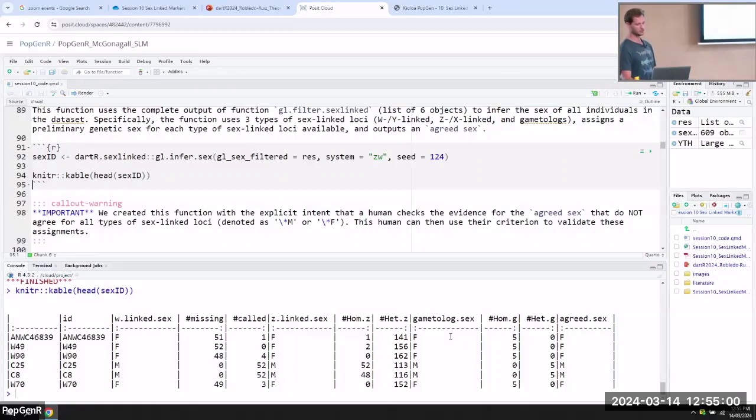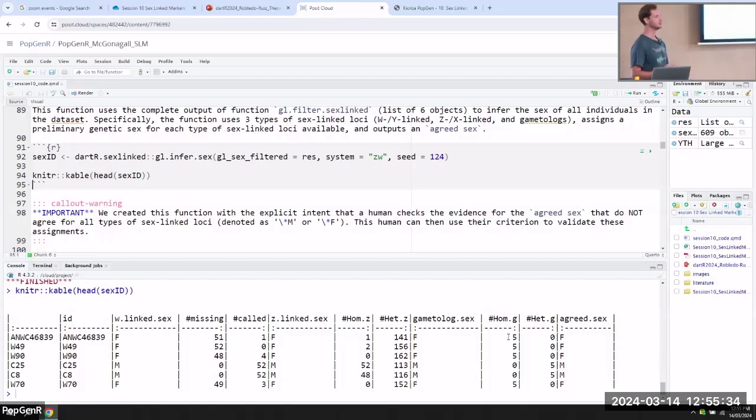And then you're looking at your gametologs, so the ones that are fixed. Same thing, we're looking at heterozygosity, so for females, you expect these to be fixed, to be homozygous. So 5 out of 5 were homozygous, 0 heterozygous, so we expect it to be a female. Between all these evidences, we assume that the agreed sex is a female. Easy. That's good if you have a lot of sex markers in your data. This is not going to cause any trouble.